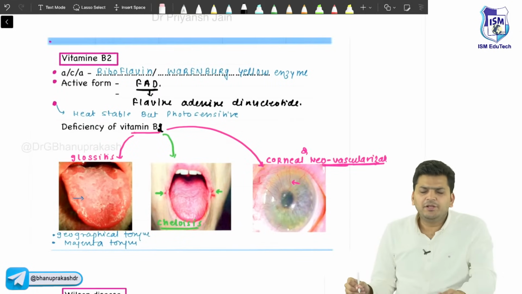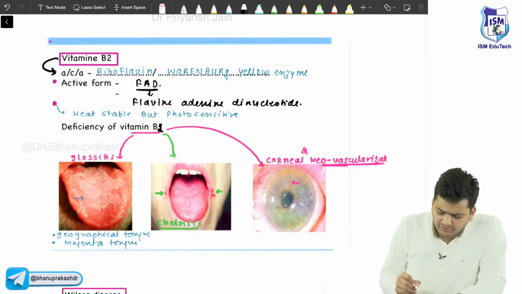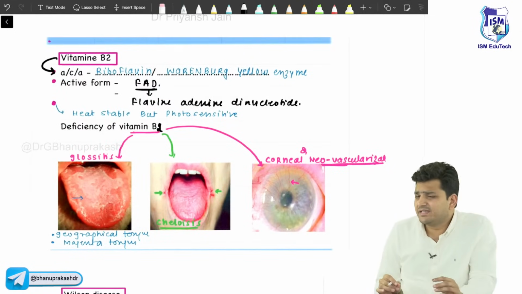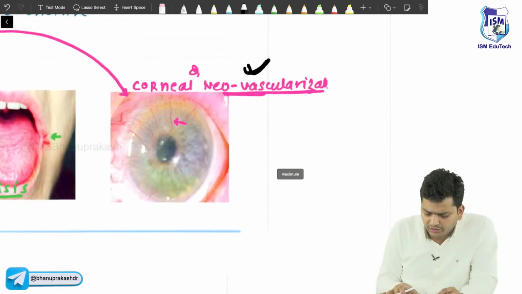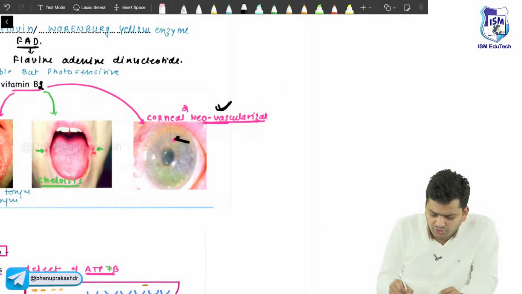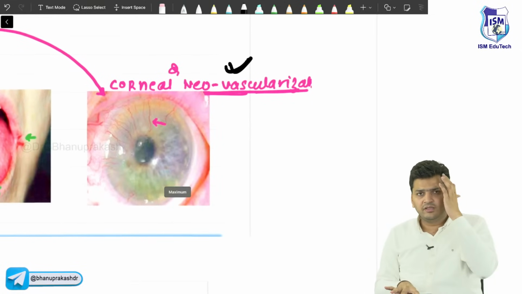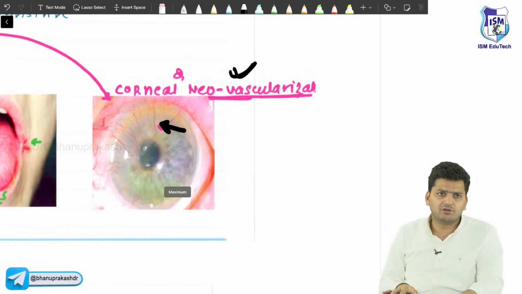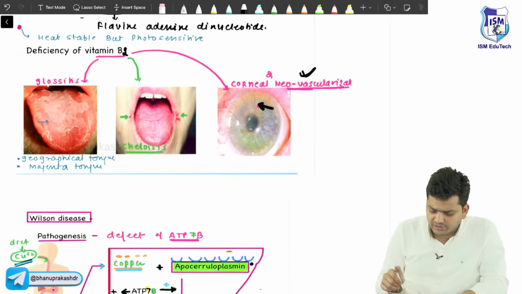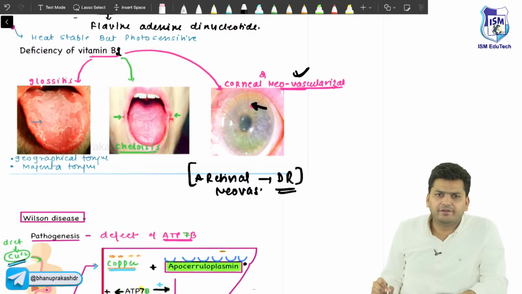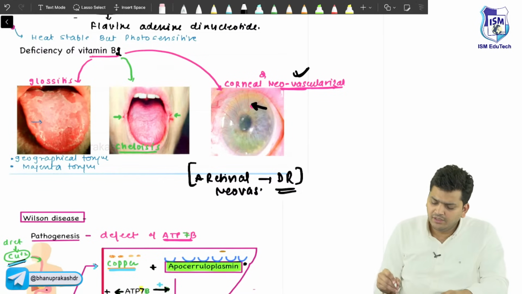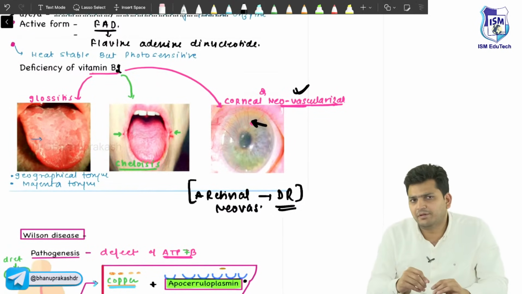The next is vitamin B2, which is also called riboflavin or the Warburg yellow enzyme. If there is a deficiency of vitamin B2, a very important thing to remember is there will be new blood vessel formation in the cornea. This is called corneal neovascularization. Corneal neovascularization is seen in vitamin B2 deficiency. It should not be confused with retinal neovascularization, which is seen in diabetic retinopathy.